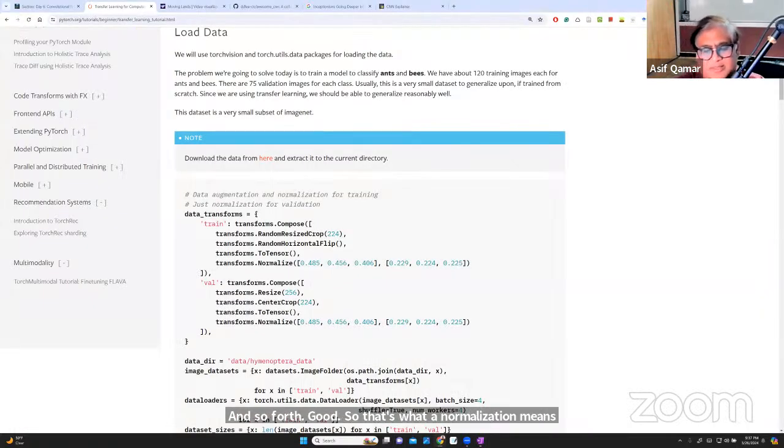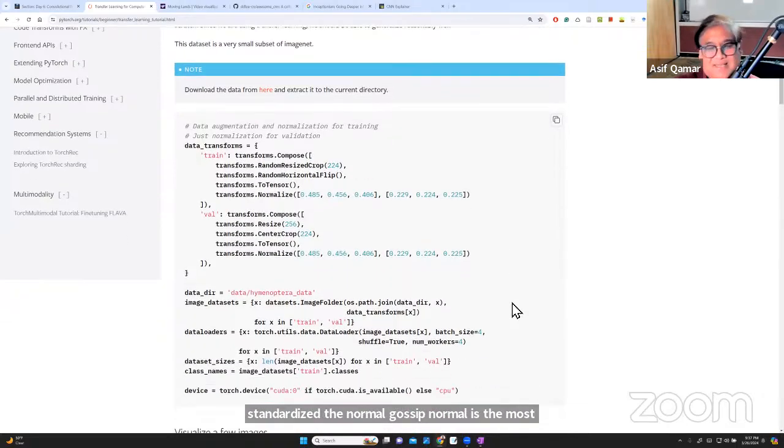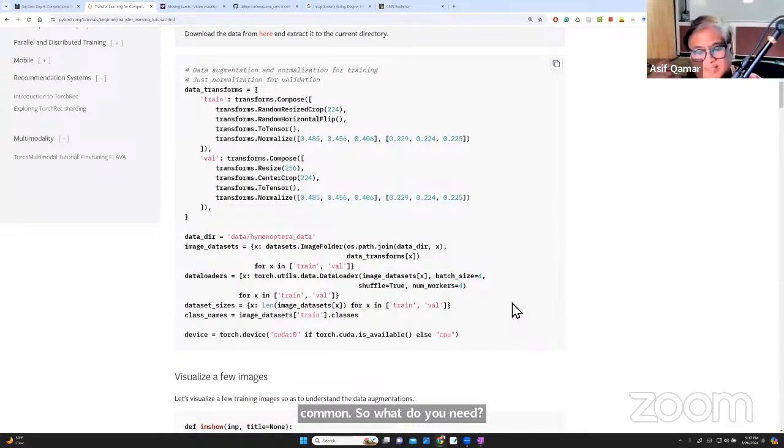And there are many ways to normalize, but this is the most common. In machine learning, the Gaussian normal is the most common. So what do you need? You need the mu and the sigmas, right? Vectors in 3 dimensions. So you do give that for the RGB channel, right? Remember, you have the red, green, blue channel. So you will have a mu for red, a mu for green, and so forth. So that's what that is.